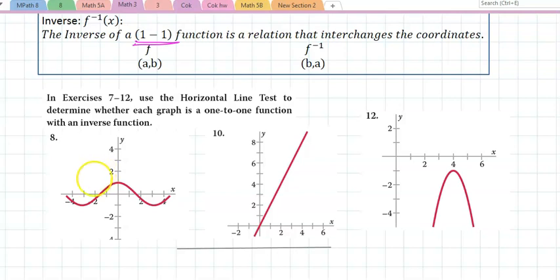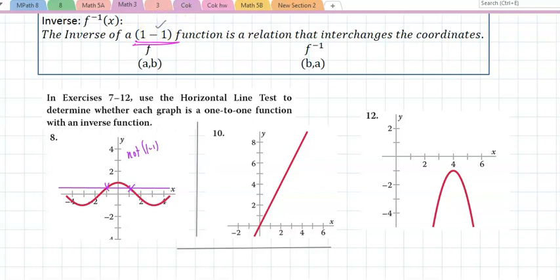You'll notice if I draw a horizontal line right there, that crosses more than once. This is not one-to-one. It is a function because it satisfies the vertical line test, but it's not one-to-one, therefore an inverse does not exist. Because here we're restricting to the inverse of a one-to-one relation.